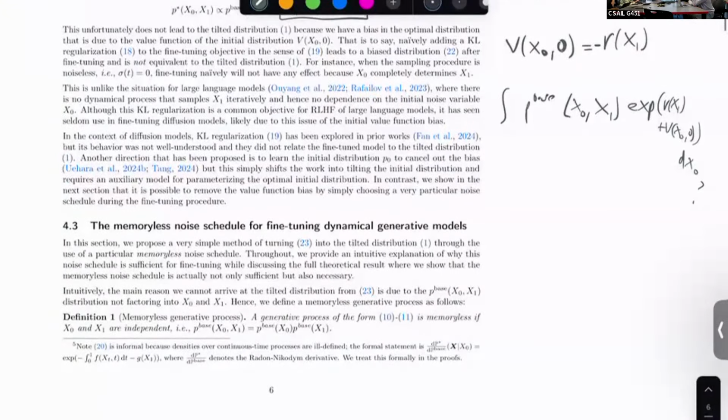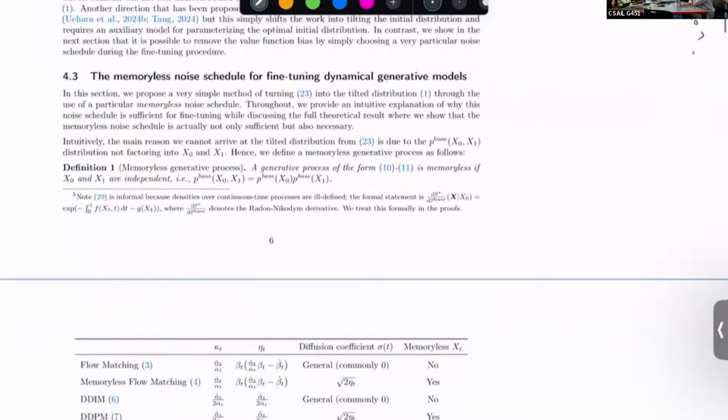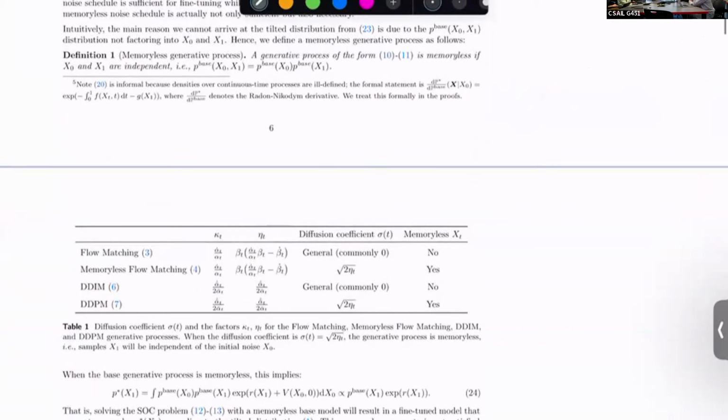Now, this is a very nice explanation just now of why this overfitting to the reward happens. Okay, should we go into this? Yeah. What is now your solution, your memoryless schedule?